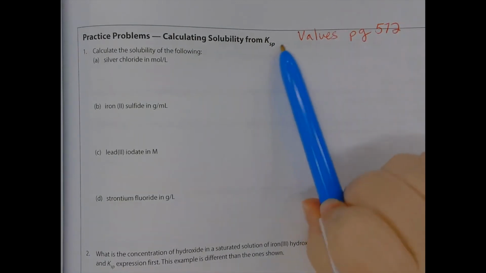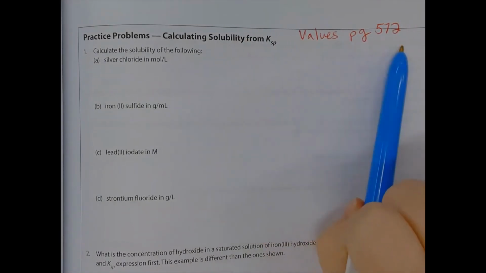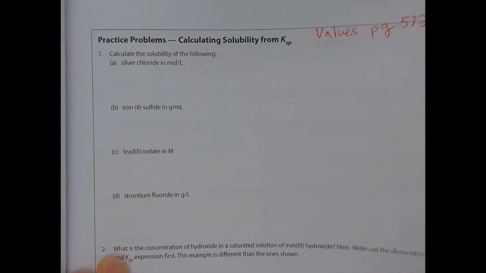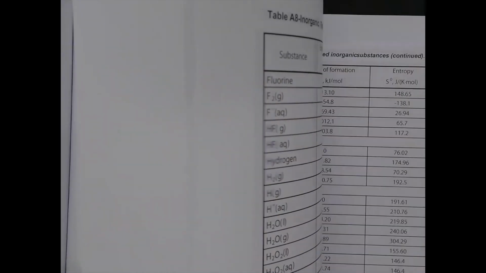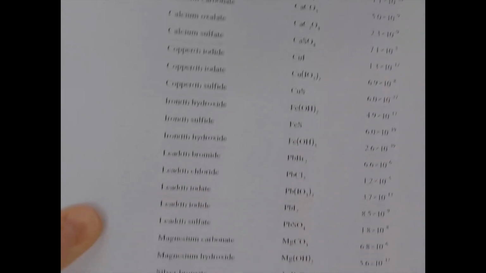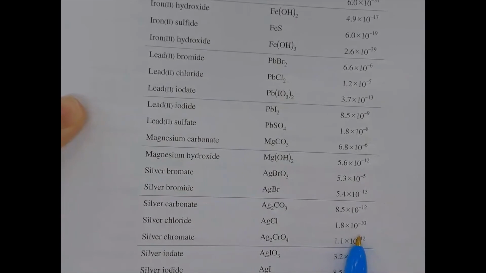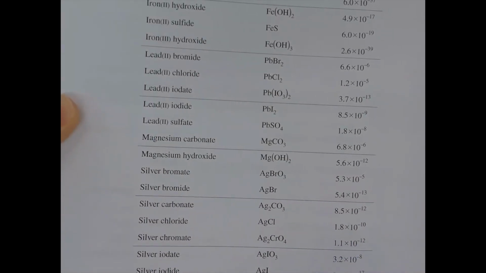So our Ksp values are not given in the problem. They are on page 572 of our book. So let's look up silver chloride for part A. So we have that value. So page 572, if you go down to the bottom, silver chloride has a value of 1.8 times 10 to the negative 10th.